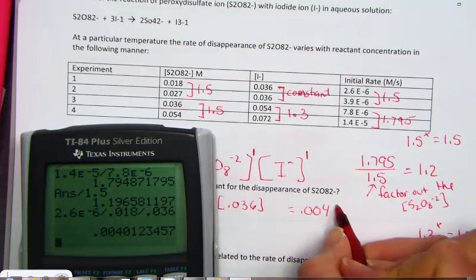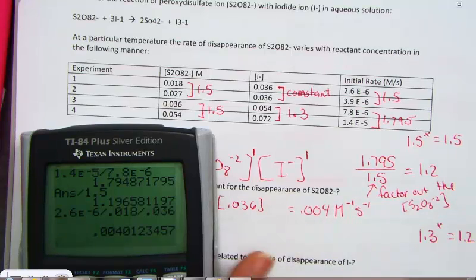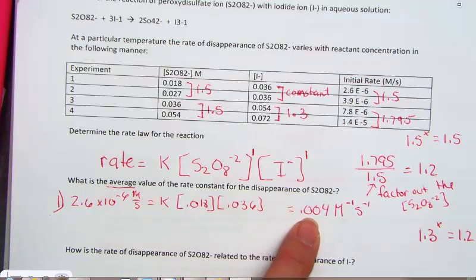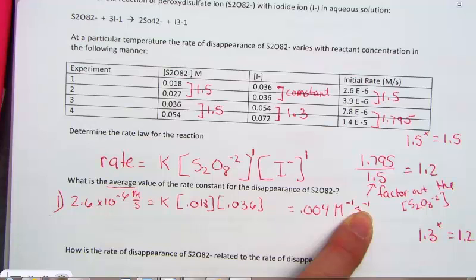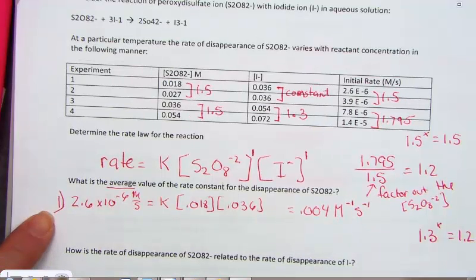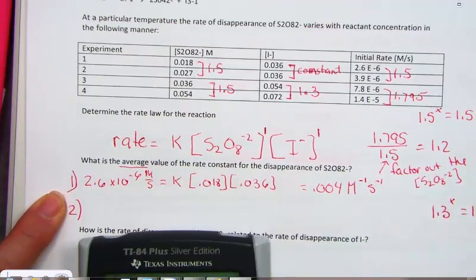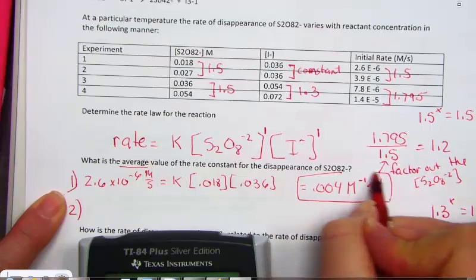Let's see, it's second order overall, so 1 over molarity-seconds is the unit for the overall rate constant. Trial 1 gives us a value of 0.004 M^-1 s^-1. What would trial 2 have given us? Here's the rate constant from trial 1.